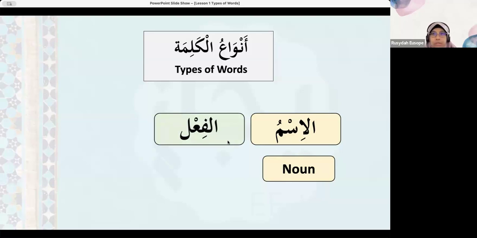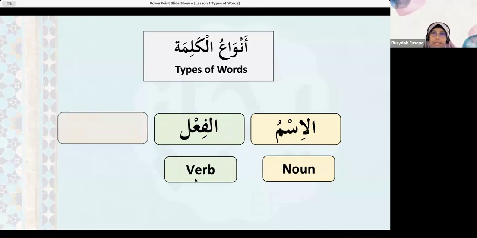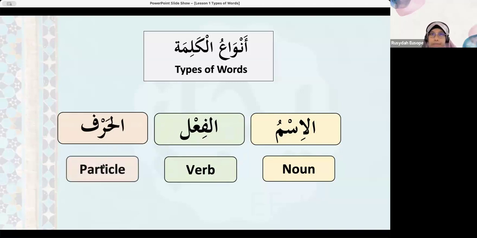Let's just go through all the three types of words. The second type of word is fi'il. Al-fi'lu or fi'lun or fi'il is the short form. Fi'il means verb. And the third type of word is harf. Harf means particle. For those who are Malay speaking, we have the word huruf. Huruf A, huruf B. So huruf means alphabet or letter. In Arabic, harf means letter also. Huruf is the plural form, letters or alphabets.